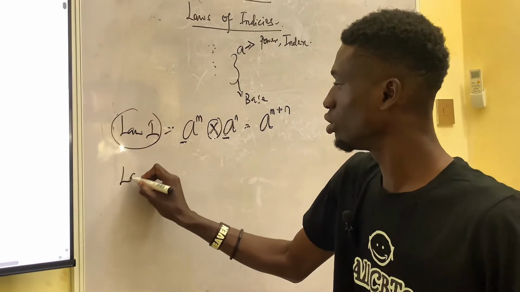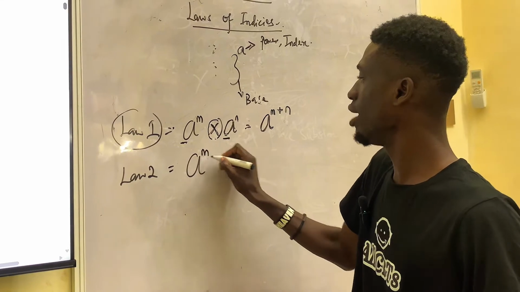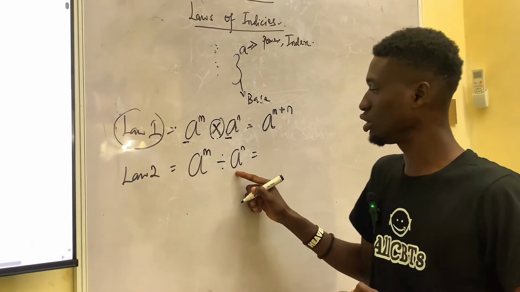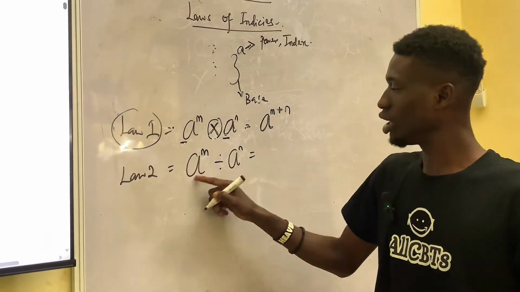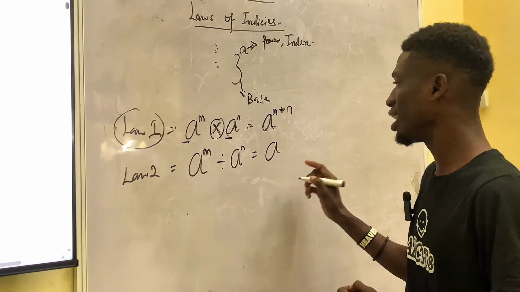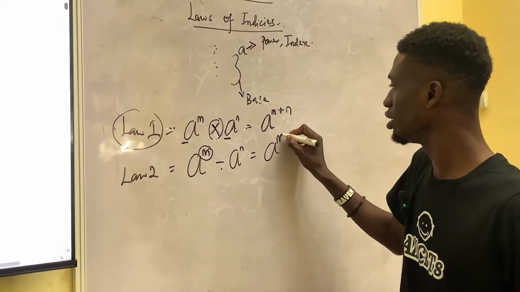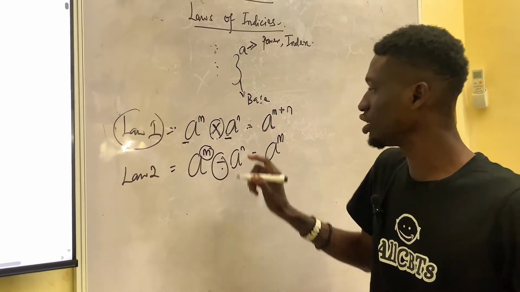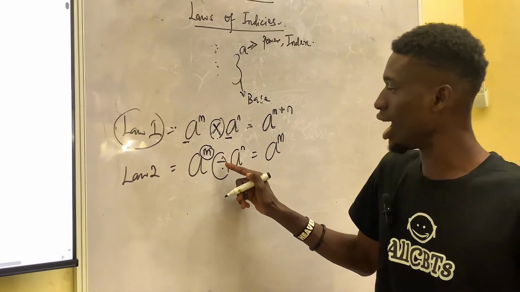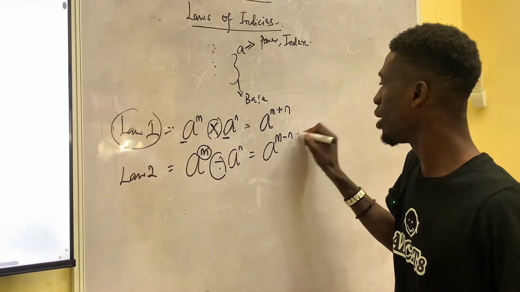Now we move on to law 2. What's law 2? You have a raised to power m divided by a raised to power n. If you take notice, you see that the bases are the same, so we are meant to pick one. Once that has been done, you continue. This is your power or index m. You write it. Now, this division sign in law 2 is going to change to a subtraction sign. Then write your other power.